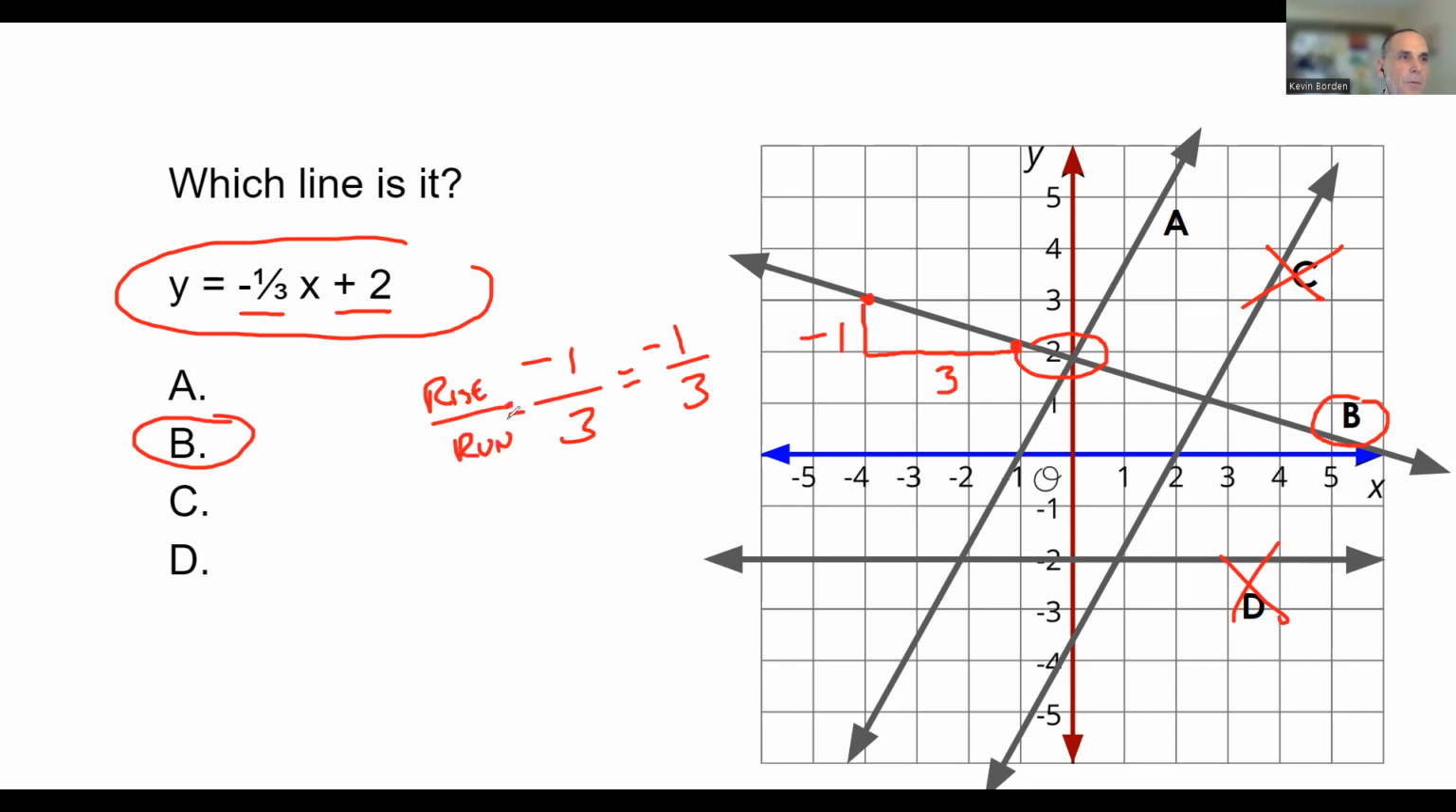All right, I hope that helps refresh your memory of the slope-intercept form of an equation. And now it's time for some practice. Good luck.